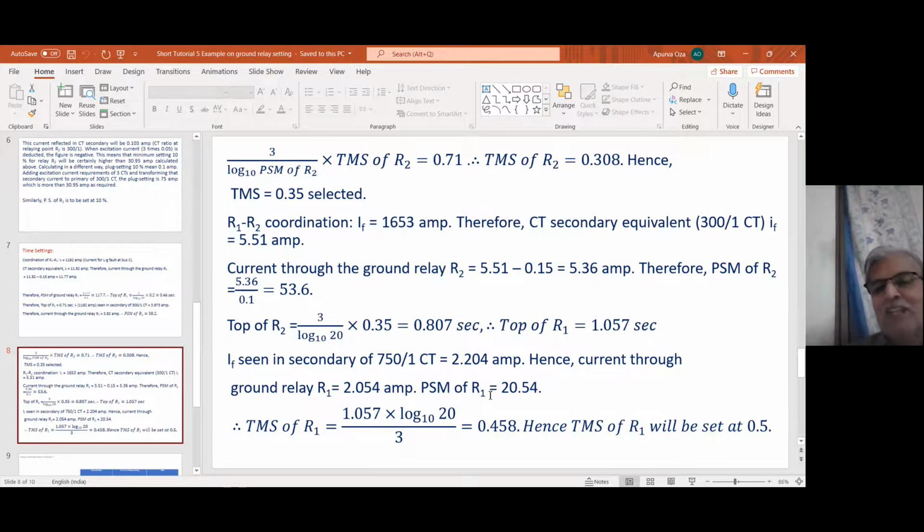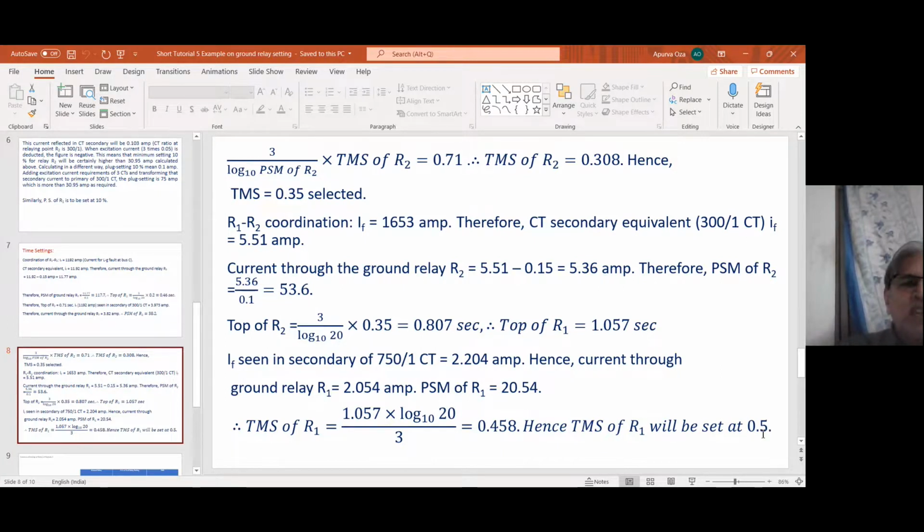You cannot take 20.54. You can take maximum 20 only. So your TMS of R1 turns out to be 0.458. And in the steps of next 0.05, we are selecting 0.5. So my TMS of R1 happens to be 0.5. I have calculated all the plug setting and all the time setting of all the three relays, right?